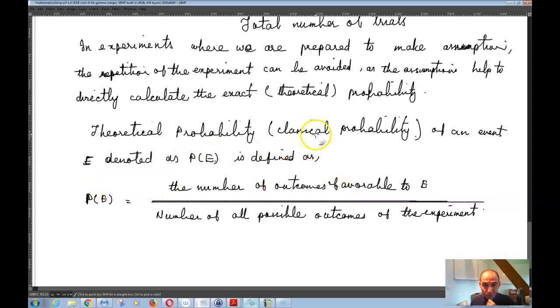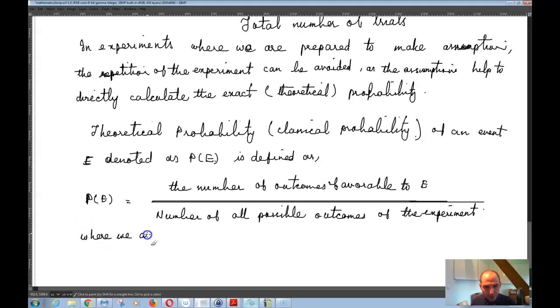So P of E, or the classical probability or the theoretical probability of an event E denoted as P of E, is defined as the number of outcomes favorable to E divided by the number of all possible outcomes of the experiment. So now let's see what that means. And then there are a couple of assumptions that we make here, where we assume that the outcomes of the experiment are equally likely.